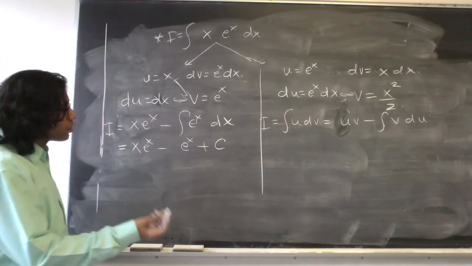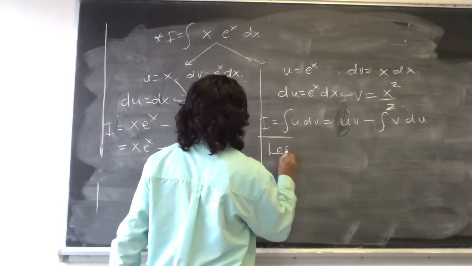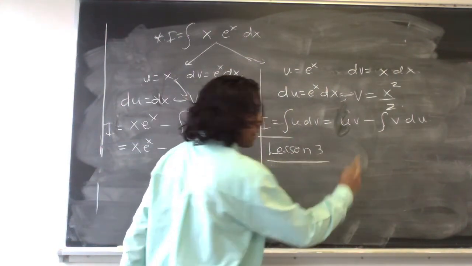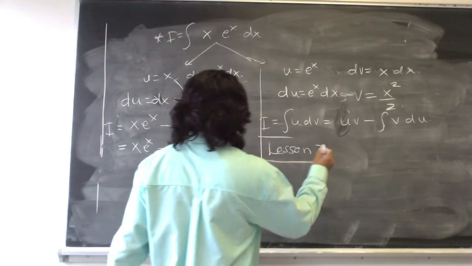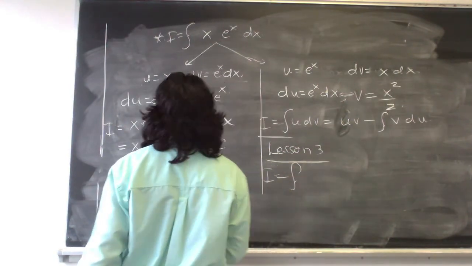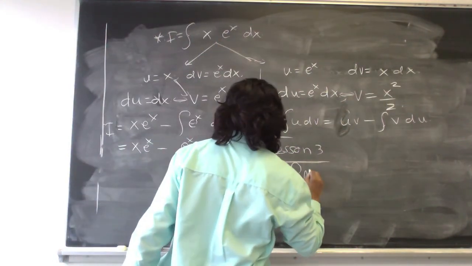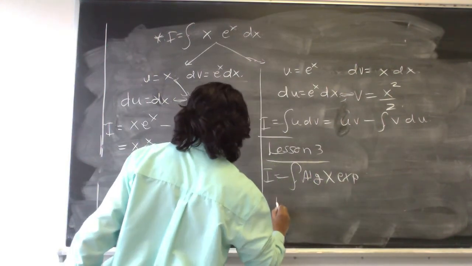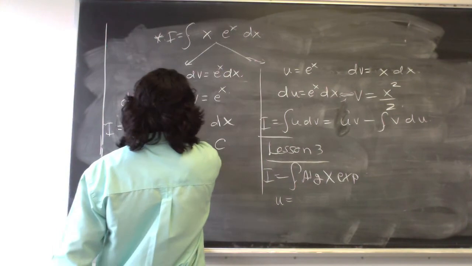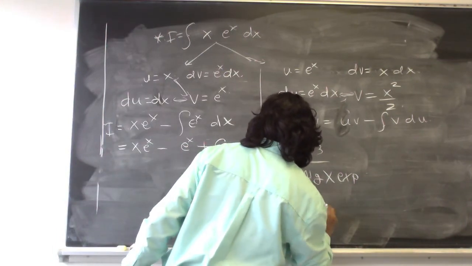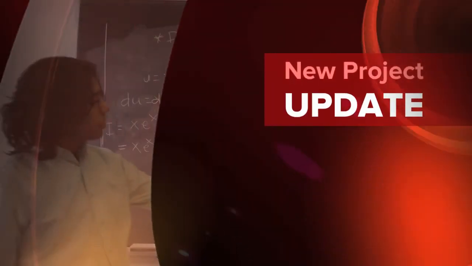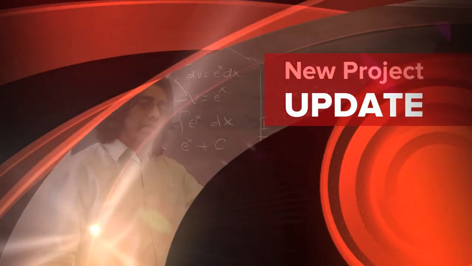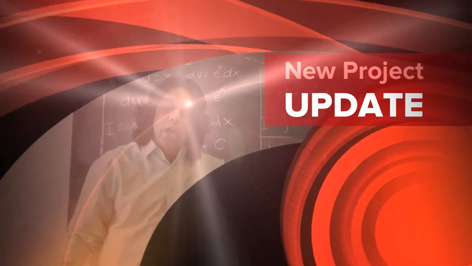Okay, so again the lesson to learn here, lesson 3, is if you have the integral of an algebraic and an exponential function, then you should take u as the algebraic function, right? Because if you take the derivative of an algebraic function, it reduces, and the exponential doesn't change, right? e to the power x remains e to the power x.